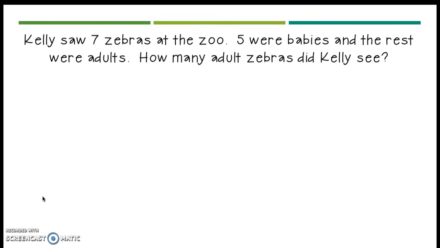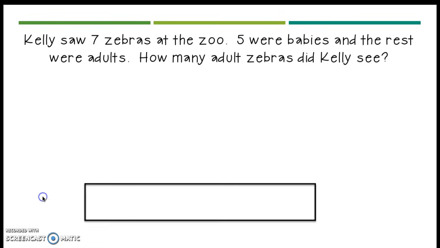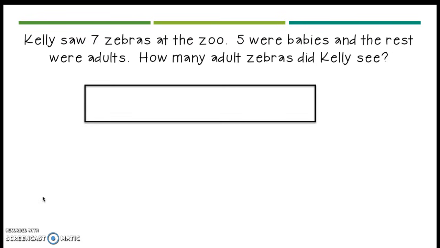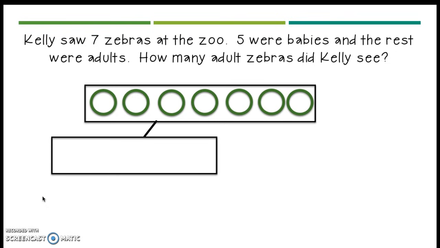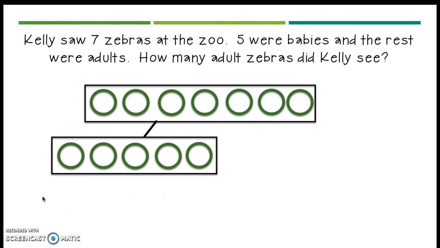Okay, here we go. Let's check our picture number bonds. So I said Kelly saw 7 zebras at the zoo. So I drew a frame. And then, of course, on the inside, I drew 7 circles. Is that what you did? Very well. Then it said 5 were babies. So I knew that was a part of the 7. And so I drew 5 as my other part. Is yours matching mine? We're so good.